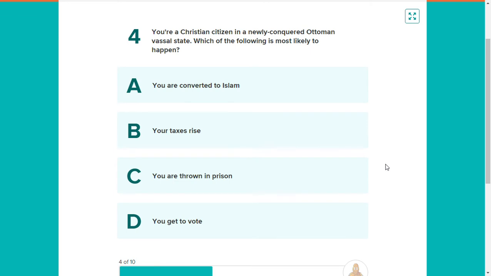Question 4 says you're a Christian citizen in a newly conquered Ottoman vassal state, so an area that's now under the control of the Ottomans. Which of the following is most likely to happen? You are converted to Islam, your taxes rise, you are thrown in prison, or you get to vote. Now, some people did convert, but they didn't force people to become Muslim. They did allow people to continue their own faith. It didn't say that you would have rights as a citizen or that you'd be thrown in prison, but there's a good chance your taxes would rise, including maybe having your children taken away.